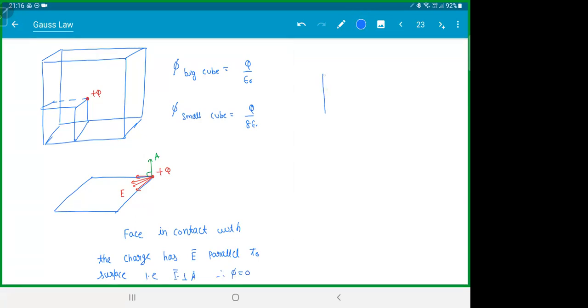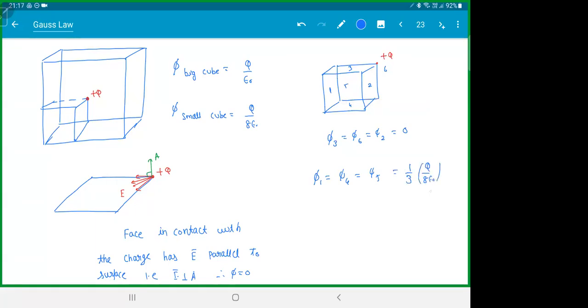So in our cube here, one, two, three, 4, 5, and 6. And this is your point charge here. Which faces are touching? 3 is touching, 6 is touching, and 2 is touching. They're 0. The other 3 guys, flux 1, flux 4, and flux 5, will get 1/3 of q by 8 epsilon, because the total flux in the small cube is q by 8 epsilon. That is shared by 3 people.